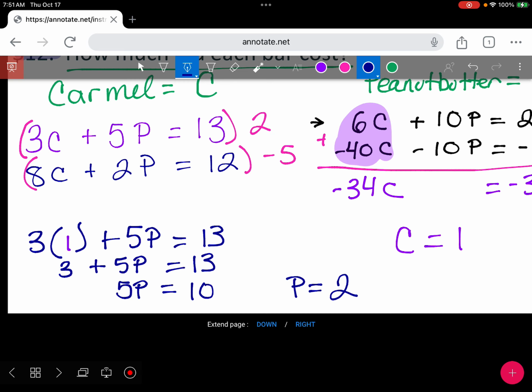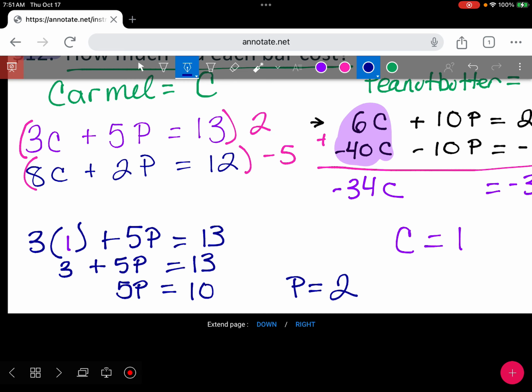Wait, what'd you get? Where'd I lose you? 3 plus 5p equals 13. Yeah, I did that. 3 plus 5p equals 13, right? Minus 3 on both sides. 5p equals 10. Oh, that's why. There we go. It happens.